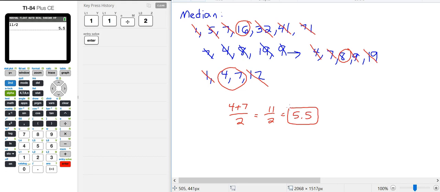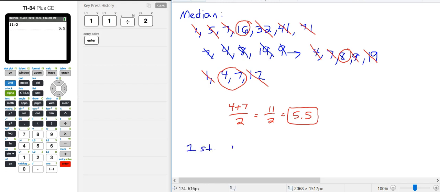So as you can see from this example, the median doesn't necessarily need to be a point from the data set. 5.5 was the median of the data set 1, 4, 7, 12, and 5.5 is not even in the set of data. We also have something called the first quartile and the third quartile.